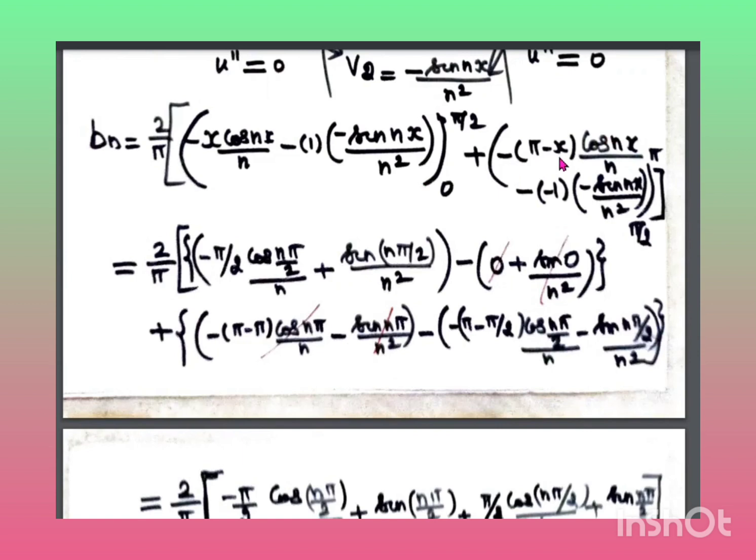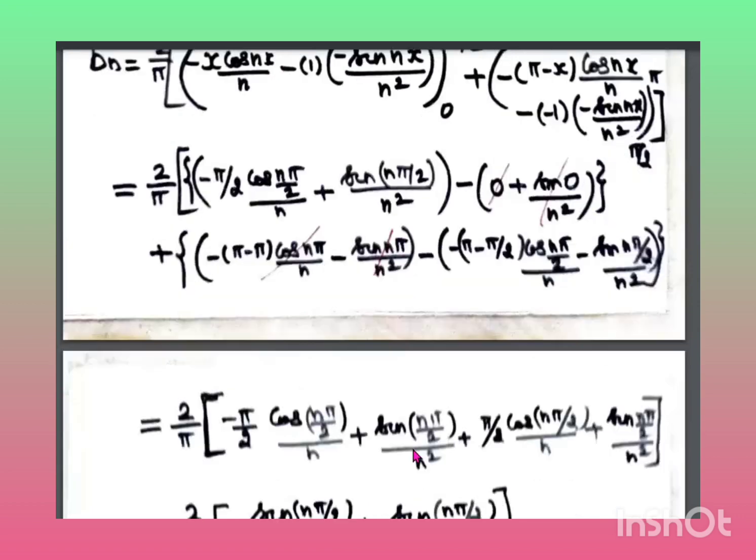Plus the second one: minus of pi minus pi, that will be 0, cos n pi divided by n, minus sin n pi divided by n square. Minus, we have to apply pi by 2 next: minus of pi minus pi by 2 cos n pi by 2 divided by n, minus sin n pi by 2 divided by n square. Everything we have applied. So sin 0 is 0, sin n pi is 0, so these are all 0. Next we have to simplify it.